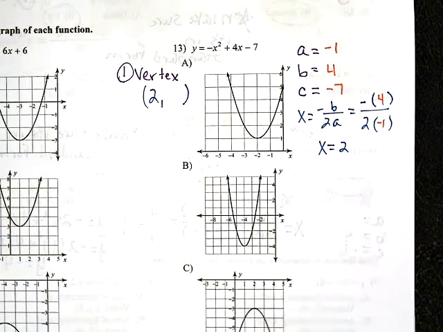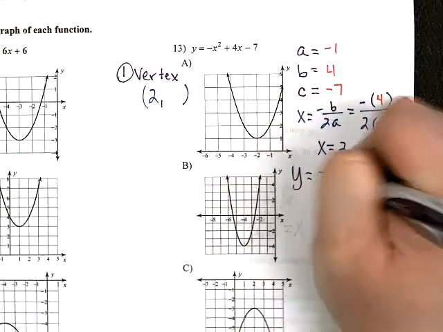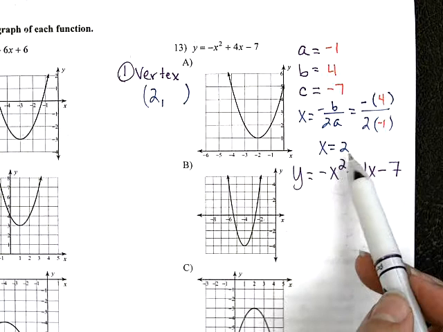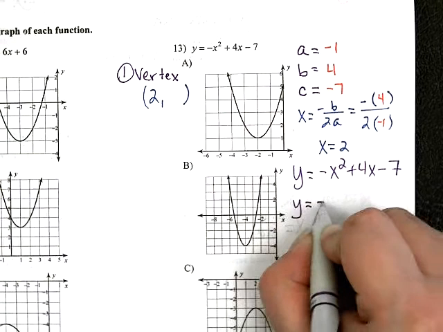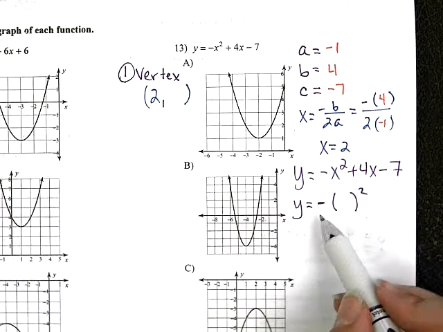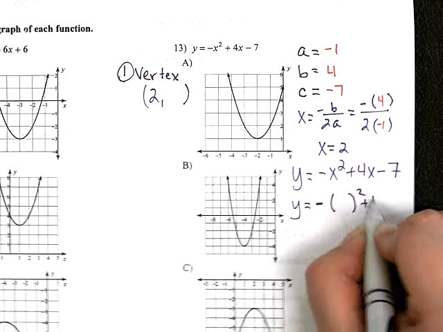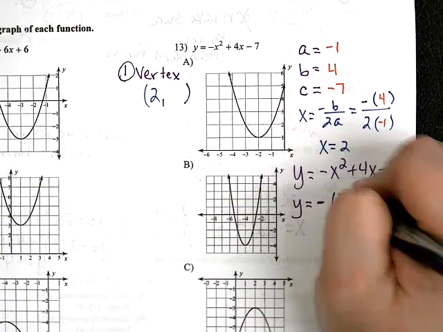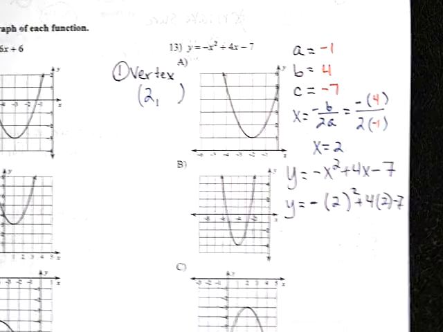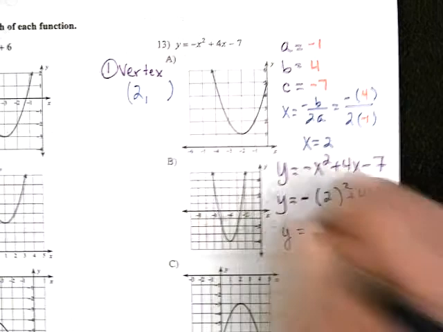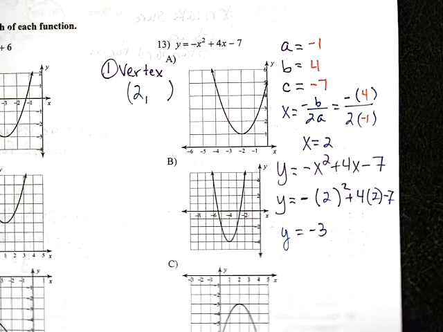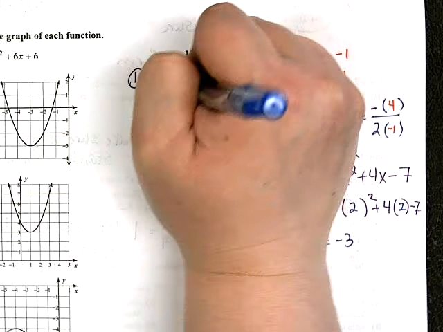And then we're going to use substitution. So y equals negative x squared plus 4x minus 7. And we're going to substitute this value of 2. So y equals, be careful with parentheses here, it's negative parentheses squared plus 4 parentheses minus 7. Oops, sorry, I kind of ran out of room there. And we're plugging in 2 inside those parentheses. Okay, so if we put that into our calculator, we'd get negative 4 plus 8 is 4 minus 7 would be negative 3. So the y value of our vertex is negative 3.